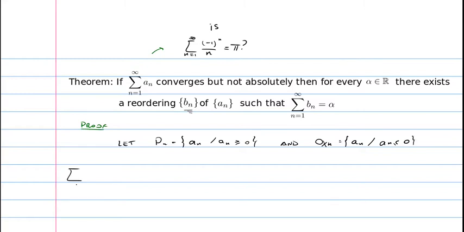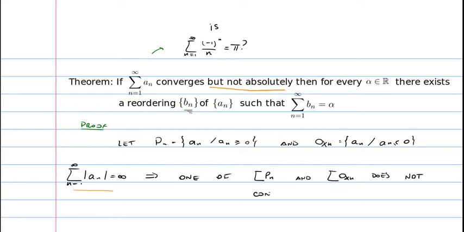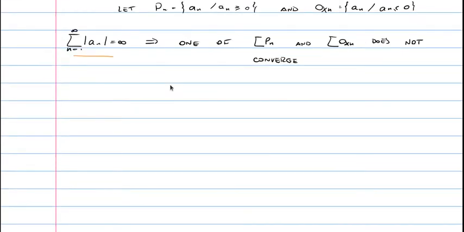We know that the sum from n equals 1 to infinity of the absolute value of a sub n is infinity. This series diverges, and the reason for this is that our series converges, but not absolutely. So then, with this, we know that one of the series of p sub n and the series of q sub n does not converge. But in fact, both series diverge.